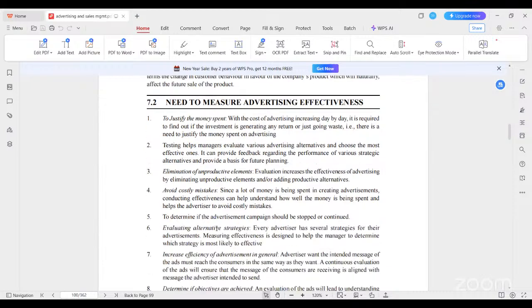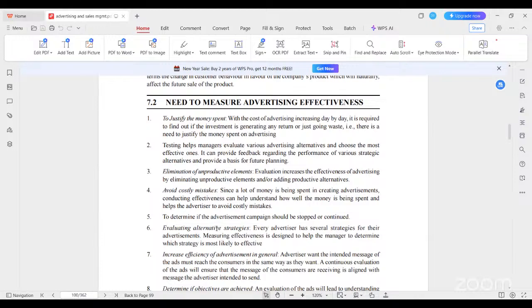So it avoids costly mistakes, because as we understood, advertising is a very costly affair. Promoting products is itself something companies spend a lot on, and it is always costly. So when we measure the effectiveness, we can avoid those costly mistakes.